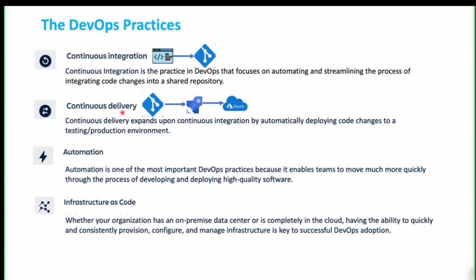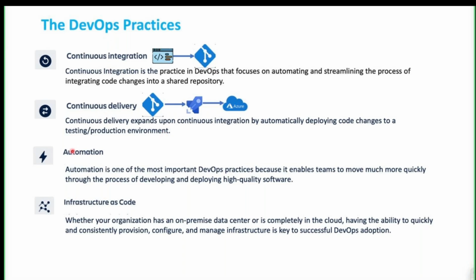And continuous delivery is whenever new code or a new feature is added to the repository, the build automatically has to happen. That is called continuous delivery. These things we will discuss in detail in the upcoming sessions when we discuss Azure Repos and Azure Pipelines. For now, just understand the basic stuff.